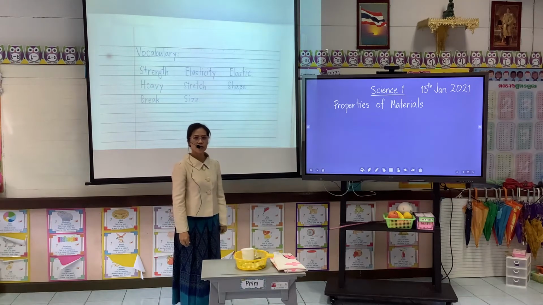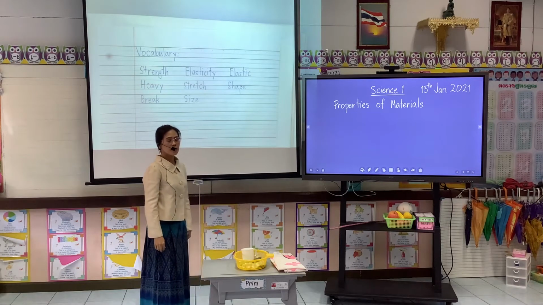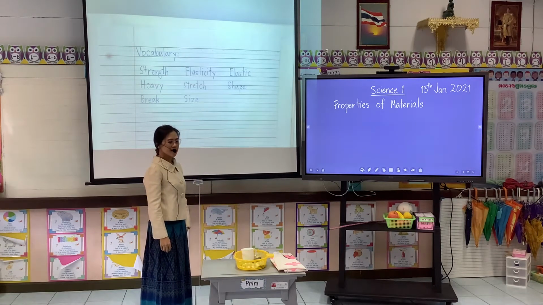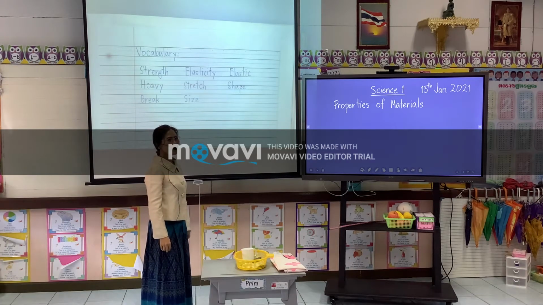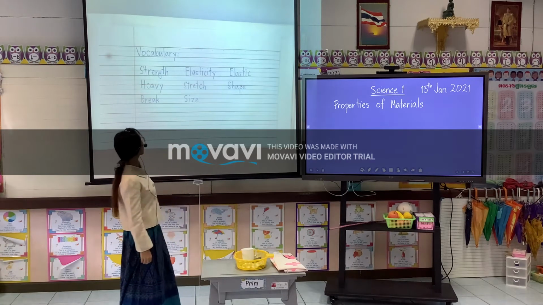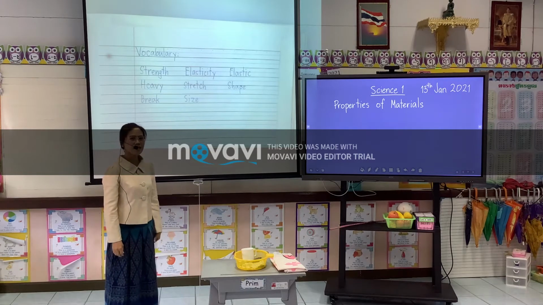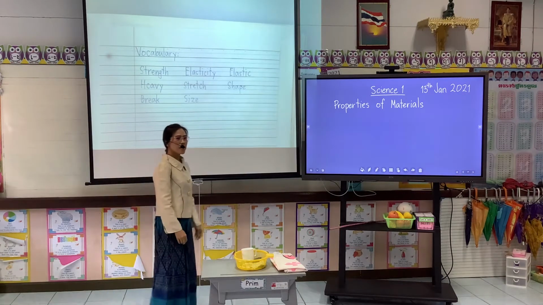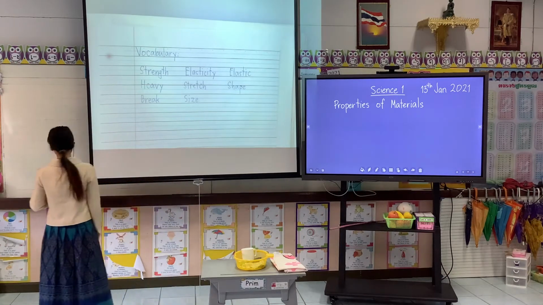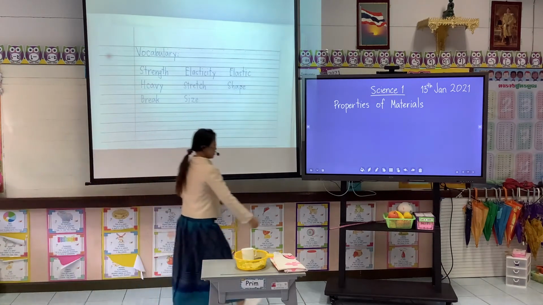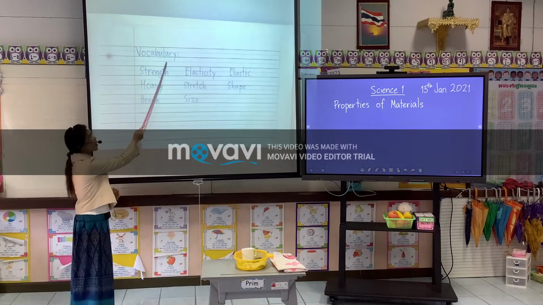Materials. So for today, we're going to take up some properties of some materials. Let's check the properties of the strength and the elasticity of some materials. Alright, so before that, let's go to our vocabulary.